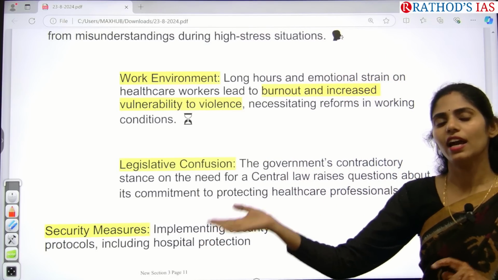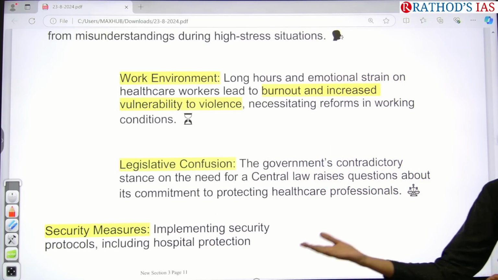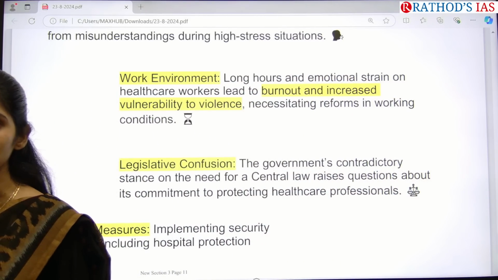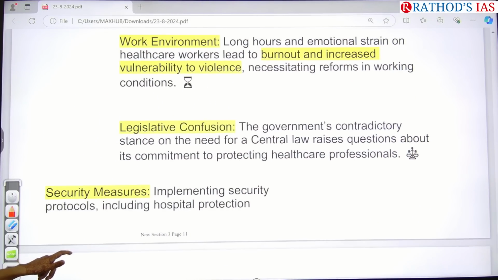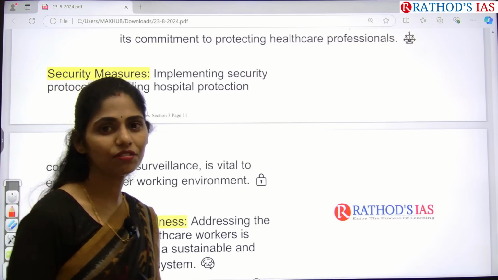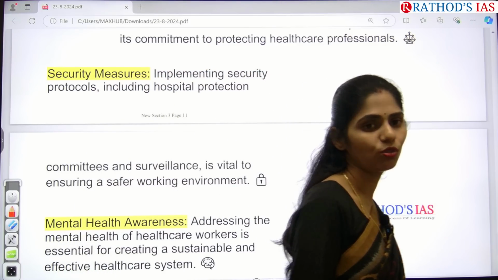So why can't we implement this for doctors? Doctors also have the same life, right? So we need to get some reforms in this, and we also need proper security protocols, especially regarding hospital protection. We have to come up with committees and surveillance, and we have to ensure a safe working environment in every place where women are involved.